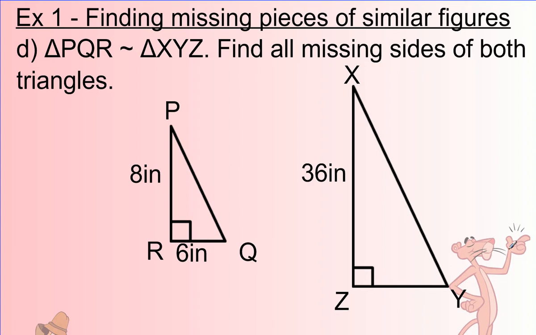Letter D. Here it says, find all missing sides of both triangles. So we need to know what is, well, I could just label them as X, Y, Z, or A, B, C, or whatever naming you want to use on them. I'm going to avoid X, Y, Z because of this X, Y, Z. So we'll call it A, B, and C. You can call them whatever you like, but please pause the video and find all three of them to the best of your ability.